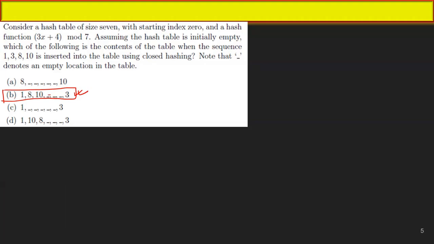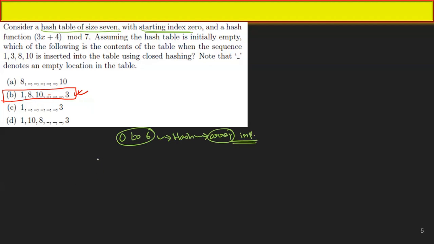Whenever you are getting an idea about hash table, its index 99% starts with 0, until and unless they say otherwise. Right? So a hash table of size 7 means you are going to have 0 to 6, because hash is nothing but array implementation only, right? Array implementation. So it starts with 0, no doubt about it.